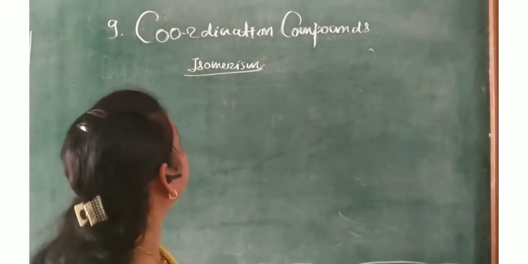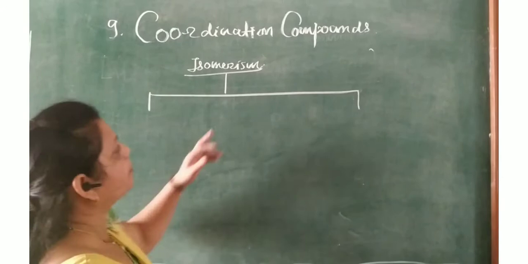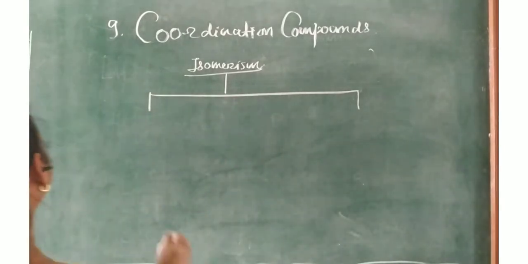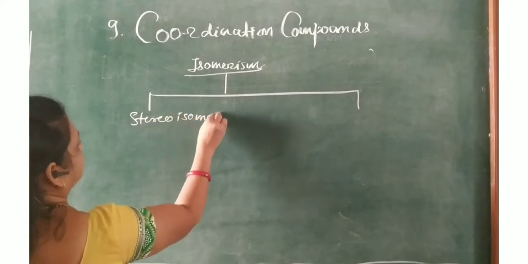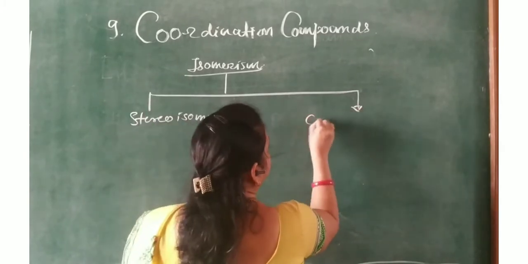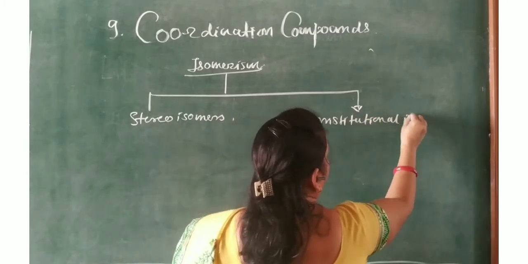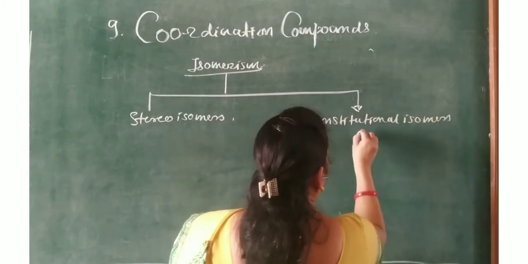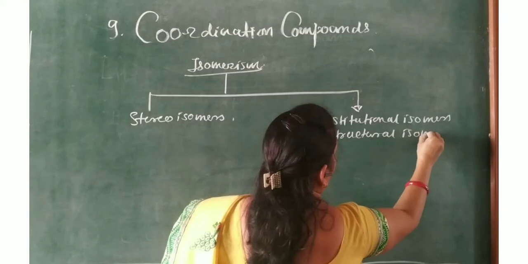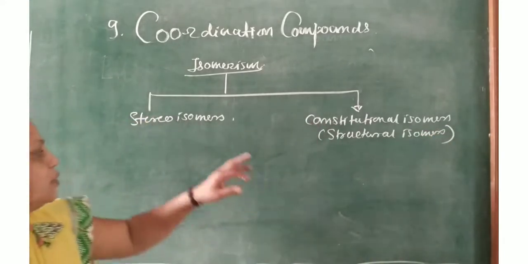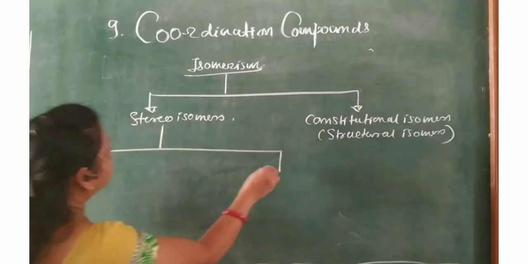Okay, so for isomers in coordination compounds, there are broadly 2 types of isomers shown by these coordination compounds. One is stereoisomers, and the second one is constitutional isomers, which are also called structural isomers. In this video we will discuss only stereoisomers.